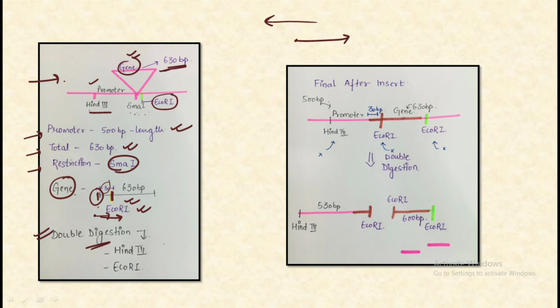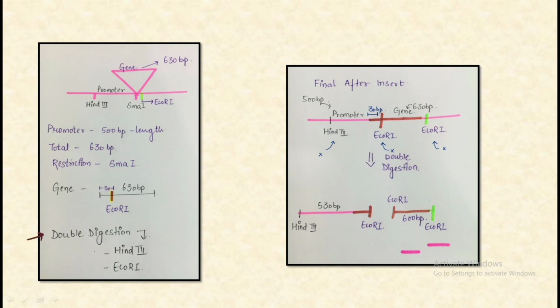It says that a double digestion occurs, with HindIII and EcoR1. So now let us insert this gene at the SAM1 site and make a linear structure out of it. The final vector after the insert looks like this. Initially we have the HindIII site, similar to the one present in the vector. Then we have the promoter, which is 500 base pairs in length. After the promoter, there occurs the insertion of the gene at the SAM1 site, and in the gene, beyond the start site, we have an EcoR1 site at 30 base pairs.